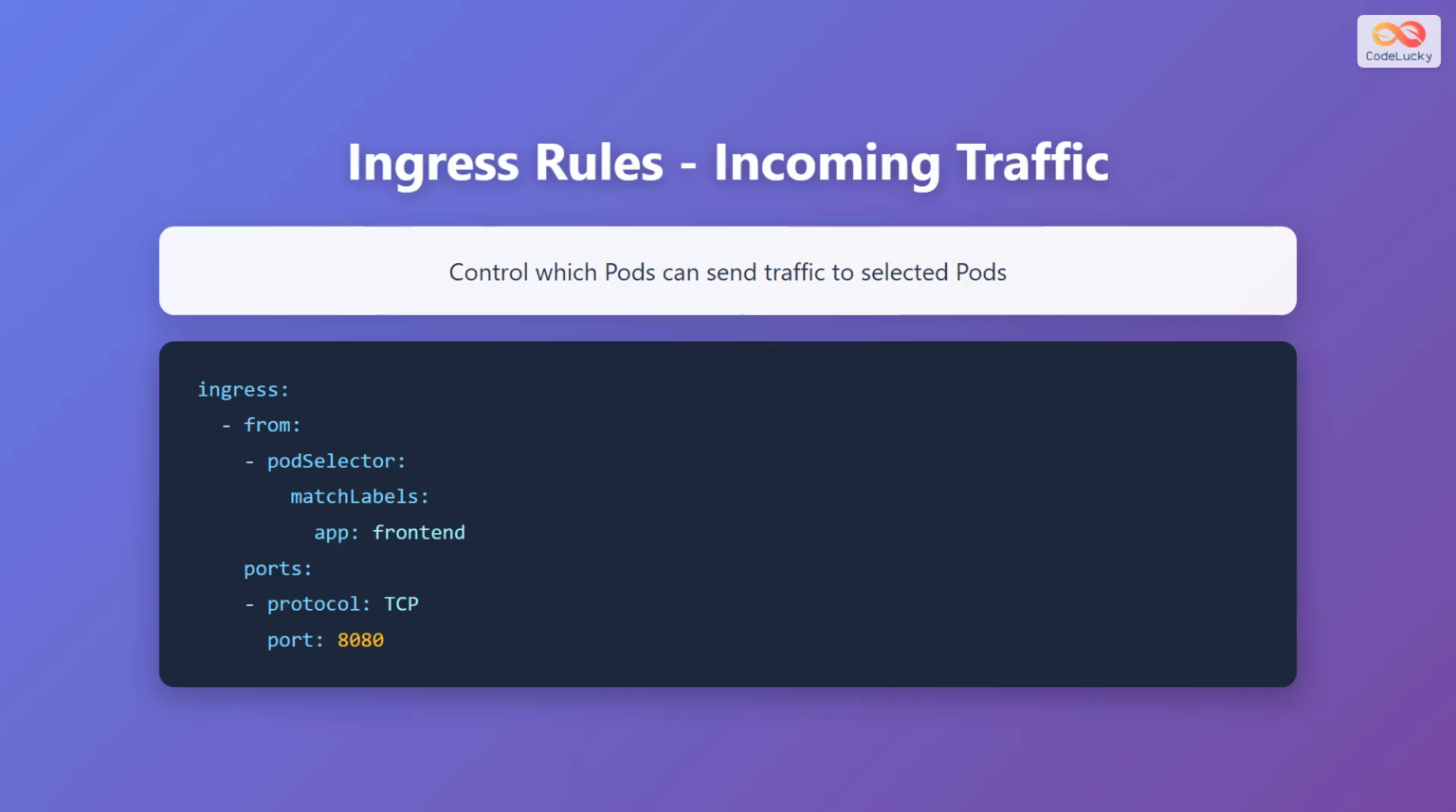Ingress rules control which pods can send traffic to the selected pods. In this example, the ingress rule allows traffic from pods with the label app equals frontend. It also specifies that only TCP traffic on port 8080 is allowed. This means only frontend pods can connect to the selected backend pods, and only on that specific port. Any other traffic will be blocked.